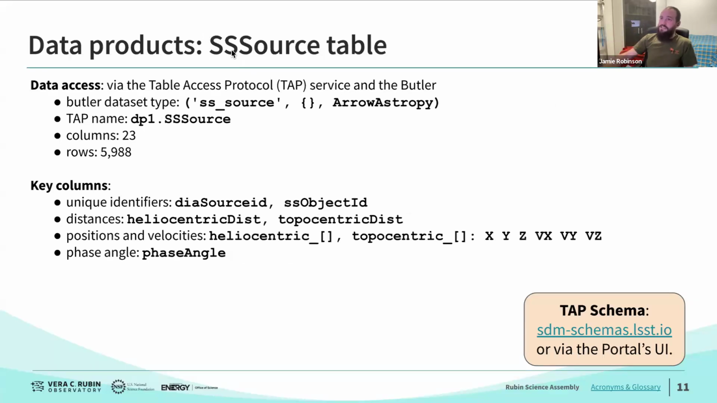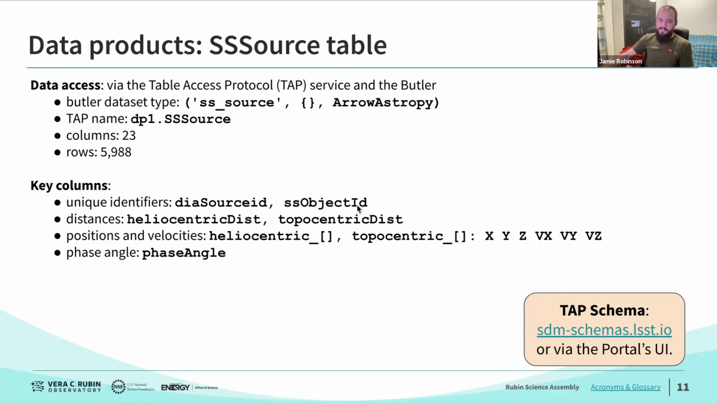Now, the next table is the solar system source table. This is specific to solar system sources. So as you can see, there are much fewer rows. These are all the detections of solar system objects in DP1, so it's a subset of that larger data source table. But again, it's got a corresponding data source ID to allow you to match it to data source.